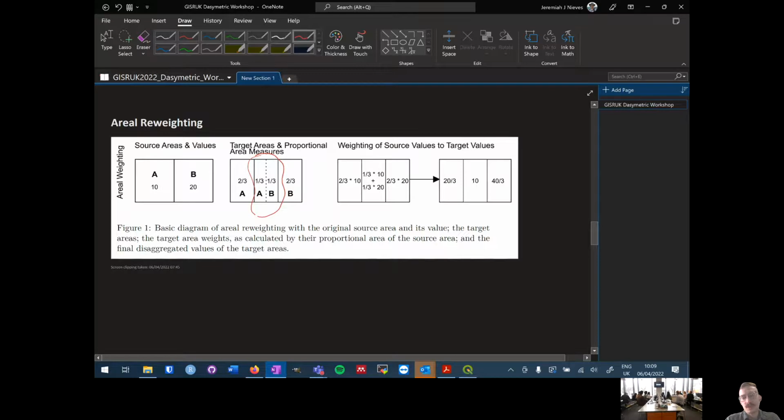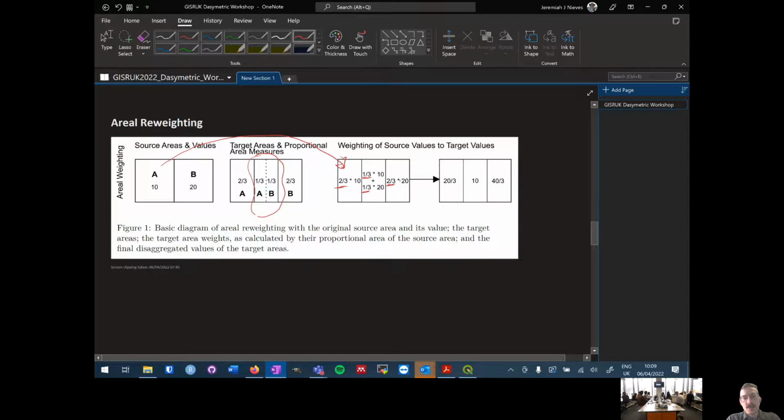Half of the new AB area is 1/3 of the original B, and then our new A and our new B are 2/3 of their original. So areal reweighting is quite simple in the sense that we just take those proportions and multiply them by their original count value, right? In that case, the new A becomes 2/3 times 10.